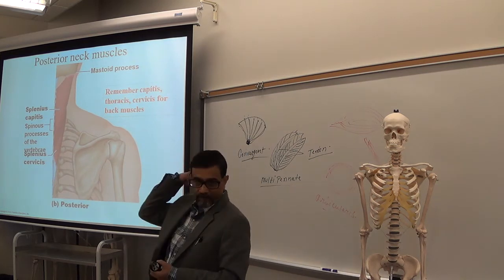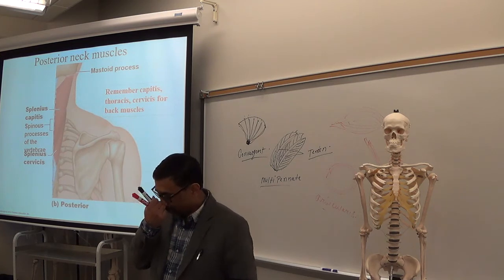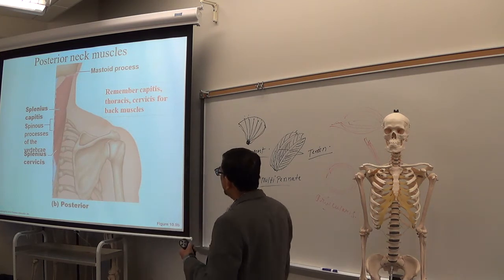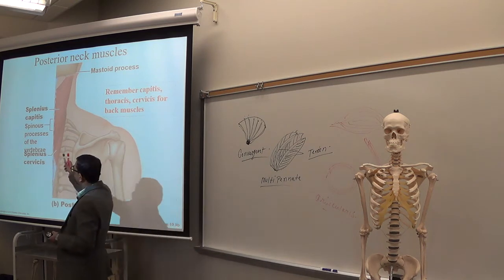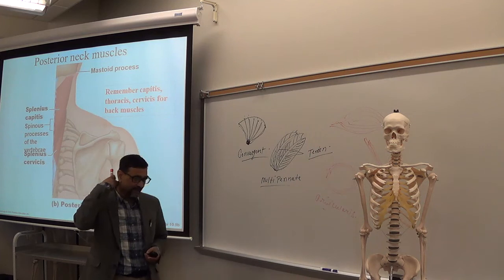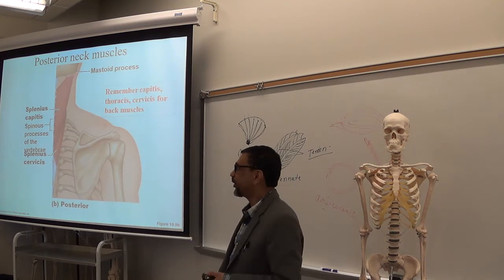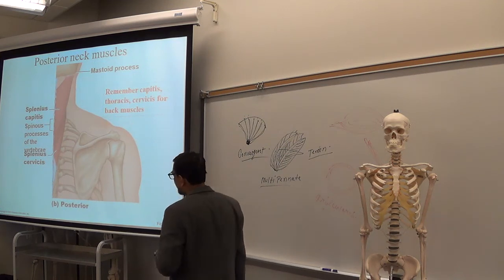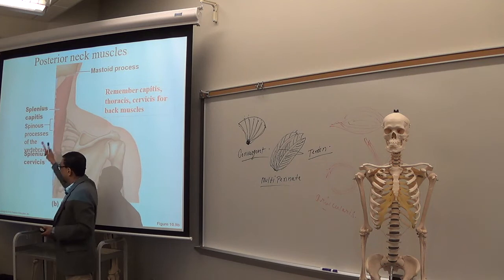Posterior neck muscles, the back of the neck. Here also there is a trick. If you see the name starts with splenius, back of the neck. Splenius capitis, splenius cervicis. Okay, so those are the posterior neck muscles.